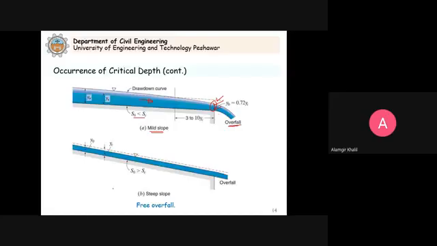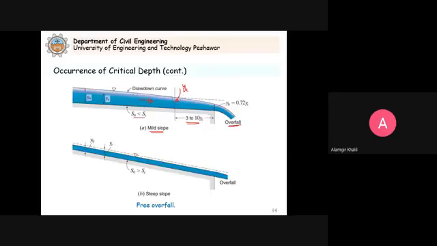Clear? But now in this diagram, we see that the critical depth does not occur here. The depth here is less than the critical depth. The critical depth is here. Now what is the reason? You see here, this is the critical depth. This is YC. So this critical depth occurs 3 to 10 times the YC upstream of this brink of the overfall. Clear? Now, what is the reason?